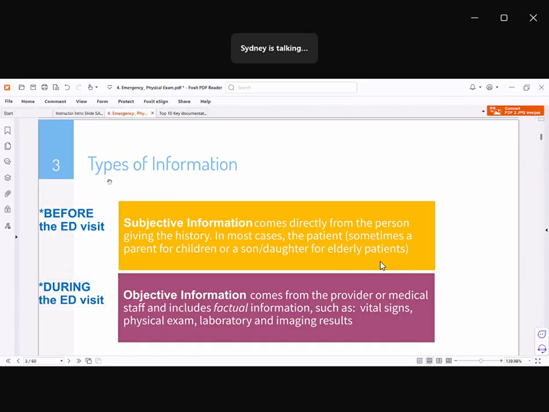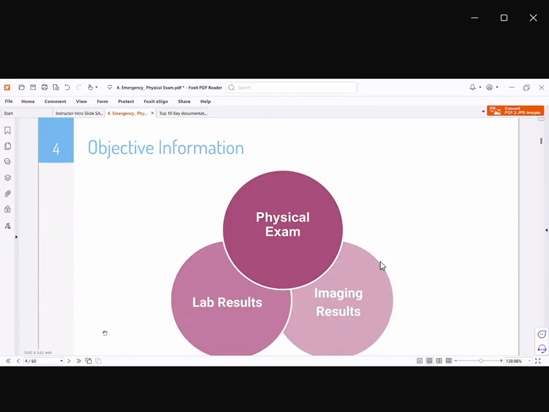So just try to keep those rules in mind because many times people will start to confuse the ROS and the physical exam, but we don't want to fall into that trap. So it's important to distinguish subjective and objective details. So today we're going to focus on the physical exam. Course 5 will fill in the gaps when it comes to labs and imaging.